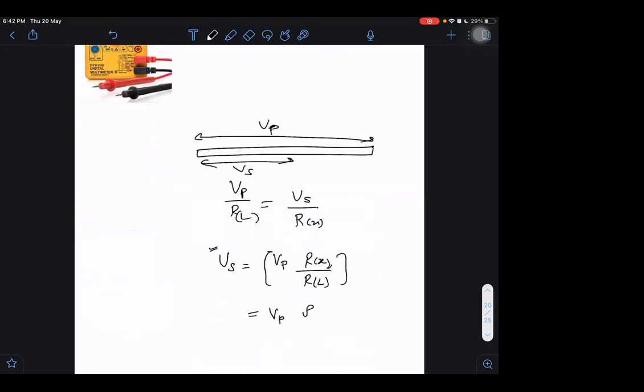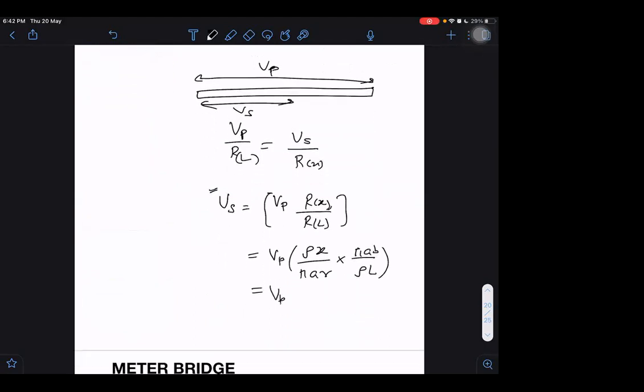It will become rho into x upon pi a r multiplied by rho into L upon pi a b. Finally, what is it? It is Vp into rho cancels, pi cancels, a cancels. We are getting Vp into x by L into b by r, simple. And we can obtain the value of the radius of the cross section and we can get this answer. It will not be tough.